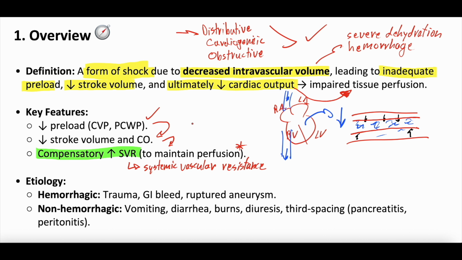Your body, to compensate, says, oh crap, I have to vasoconstrict. I have to decrease the intraluminal area of my blood vessels to try to increase my blood pressure, right? Because I have less volume in that blood vessel. So compensatory increase in SVR.